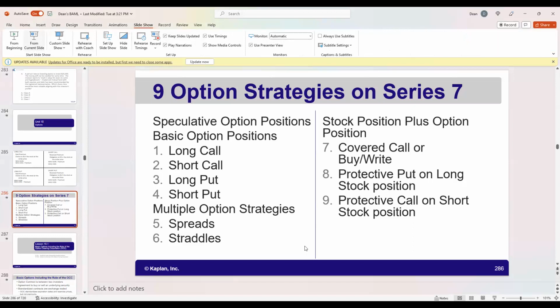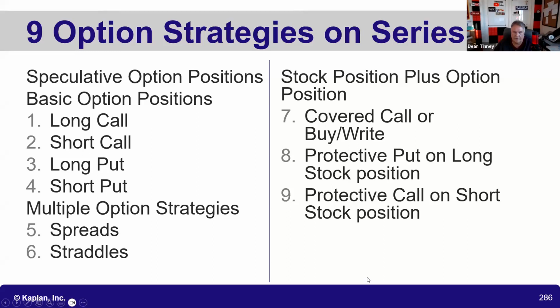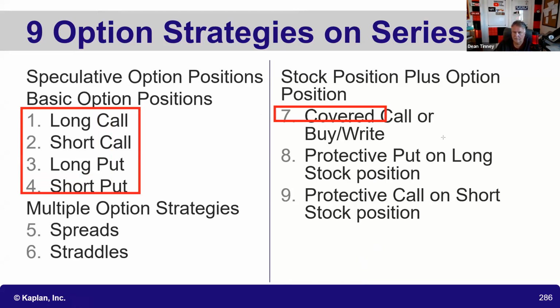So those are the 9 option strategies on the Series 7: long call, short call, long put, short put. The vast majority of your questions on the exam, as they relate to options, are the basics and a covered call. That's where the vast majority of your questions are going to come from. As I said, you do get advanced option strategy questions. The reason I have this menu here is because I think people think there's a gazillion things they get tested on, and there's not.